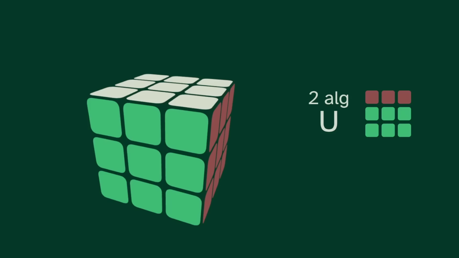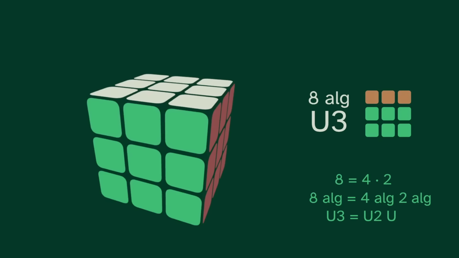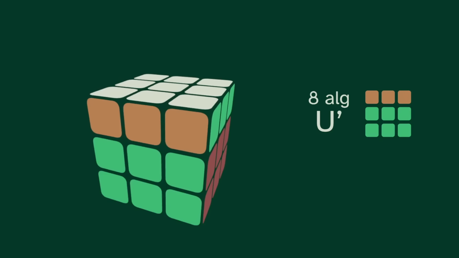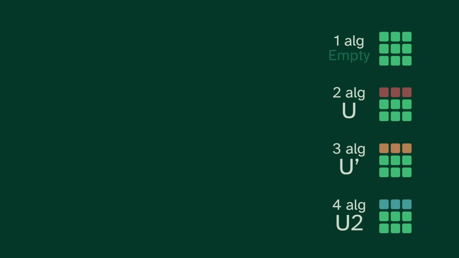So let's say the 2 algorithm is U. Then the 4 algorithm will be U2, and the 8 algorithm will be U3, or U prime. Then notice 8 is 3 mod 5, so this is also the 3 algorithm. And now we're done. We have the 1, 2, 3, and 4 algorithms.